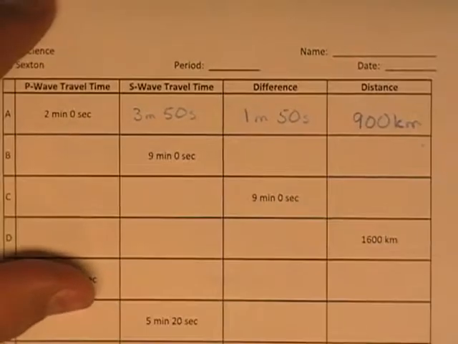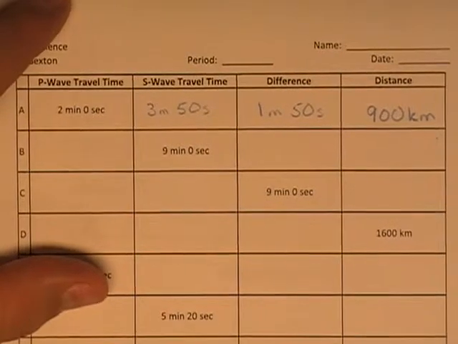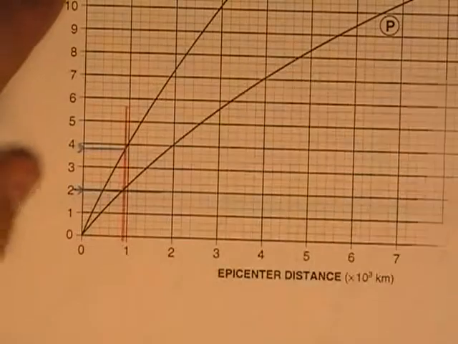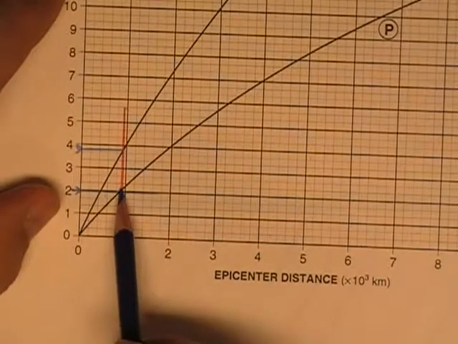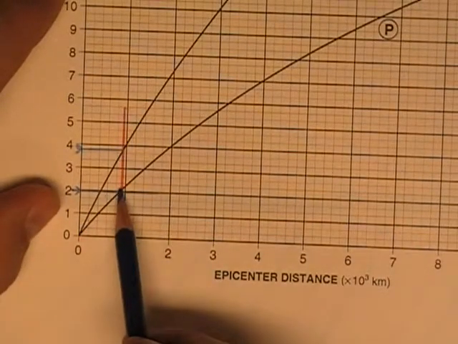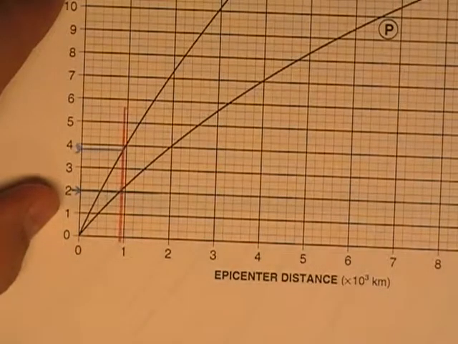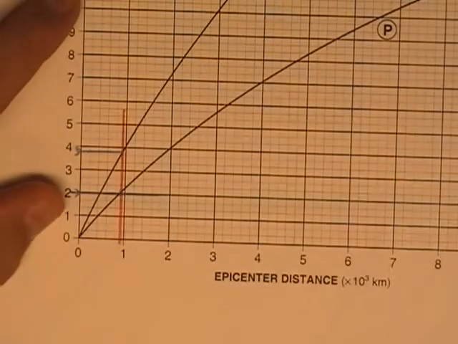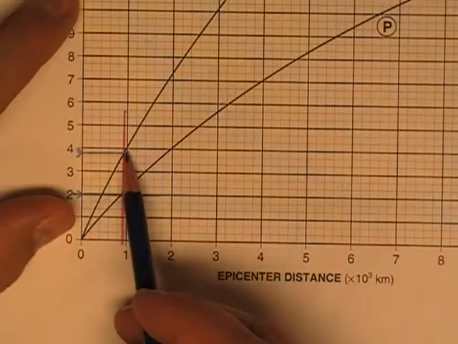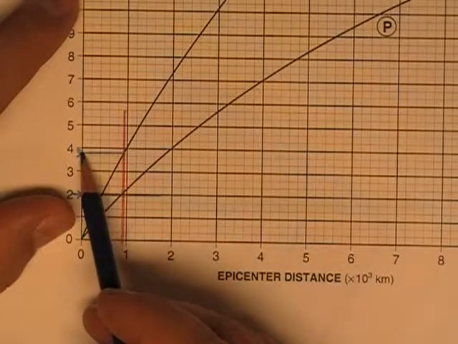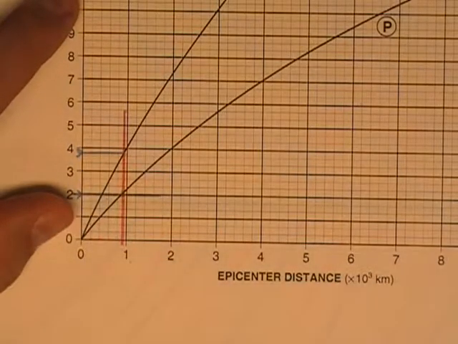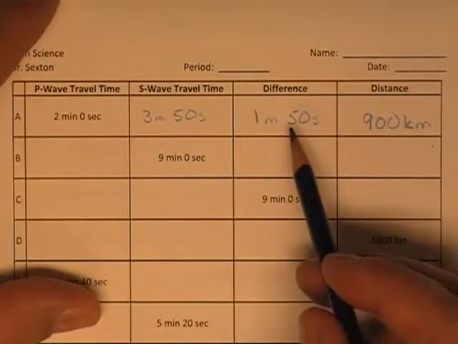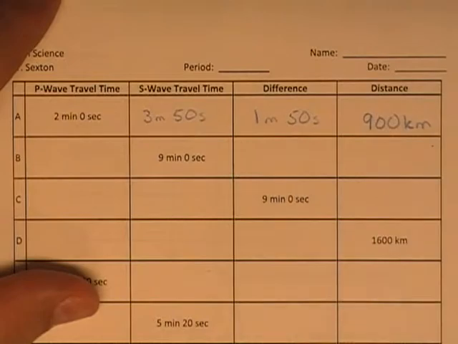So what I've done here is I've figured out the first fingerprint for this particular location. 2-minute P wave travel time, seen here, where the P wave line crosses the vertical red line, 2 minutes. The S wave travel time was 3 minutes 50 seconds, shown right here, where the vertical line crosses the S wave at 3 minutes 50 seconds. The difference between them is 1 minute 50 seconds, done by subtraction, and the distance is figured out by looking at the bottom of the chart.